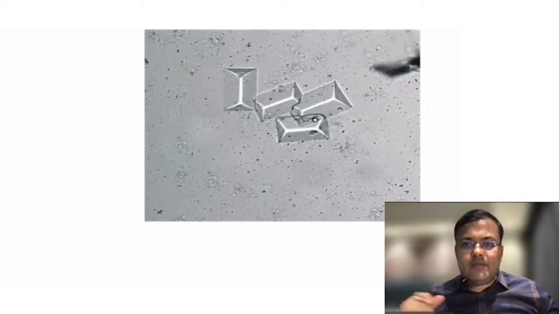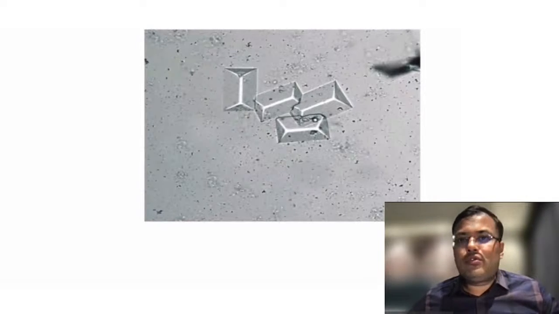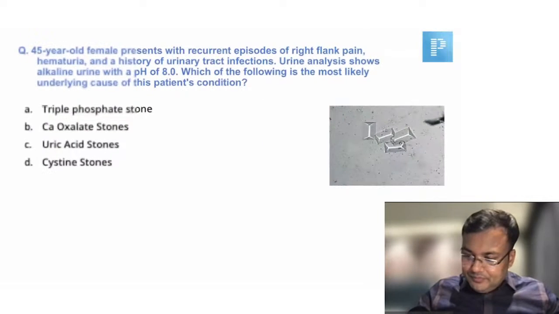Next. Again, it's a repeat question. You can see here what kind of crystals are there. You can see this is coffin lid crystal. And you know that these coffin lid crystals are seen in struvite stone, which is also known as staghorn calculi, also known as triple phosphate, also known as calcium, magnesium, ammonium phosphate. Clear?